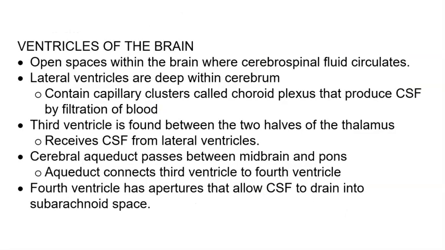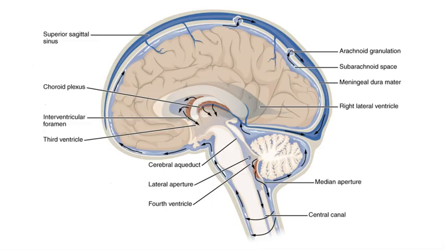From the lateral ventricles, the one in the right cerebral hemisphere and the one in the left cerebral hemisphere, fluid will drain into a collective structure called the third ventricle. And the third ventricle is found essentially within the diencephalon. It's found between the two halves of the thalamus. It receives cerebrospinal fluid from the lateral ventricles, but the third ventricle also contains some choroid plexuses that produce cerebrospinal fluid as well, again by filtration.